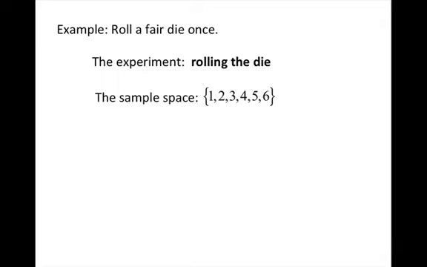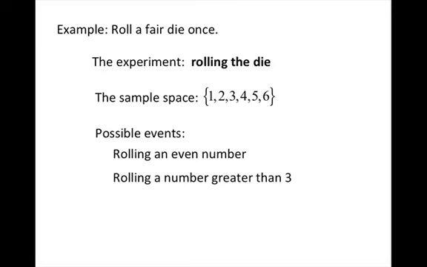Now, possible events, I could consider the event of rolling an even number. What are my chances of rolling an even number? So rolling an even number would be a possible event. Another possible event would be rolling a number greater than 3. I may want to know what are the chances of rolling a number greater than 3. So that's another possible event. Another event would be just rolling the number 2. These are 3 of many possible events.